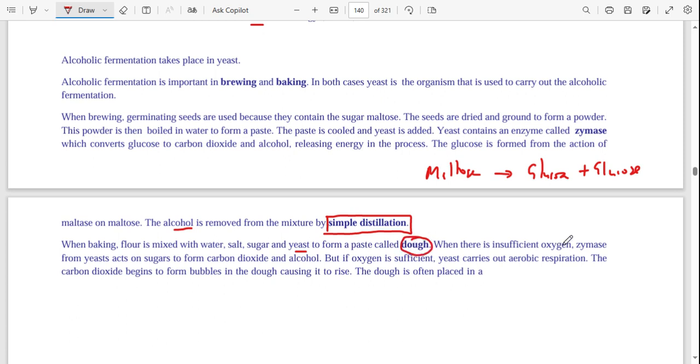When there is not enough oxygen, zymase, which is found in the yeast here, will act on sugar to form carbon dioxide and alcohol. If oxygen is sufficient, yeast carries out aerobic respiration. The carbon dioxide begins to form bubbles, okay, in the dough, and that will cause it to rise. So what causes the dough to rise when you are baking is actually the carbon dioxide. So this is what happens here.